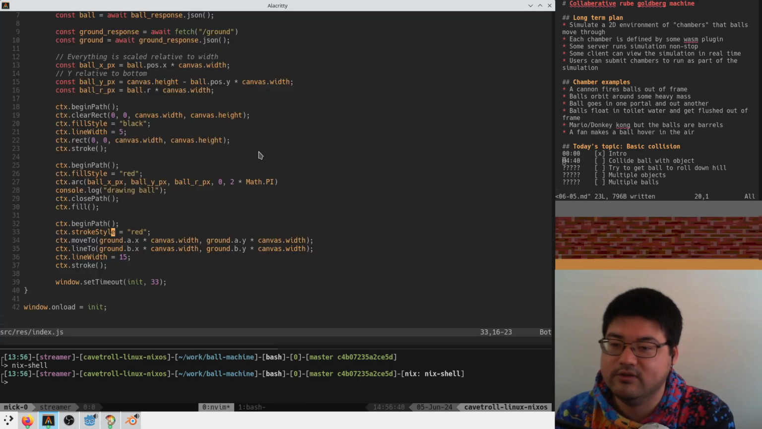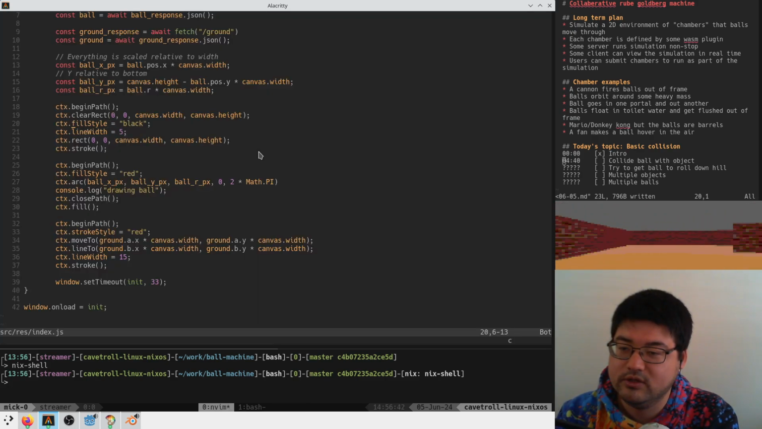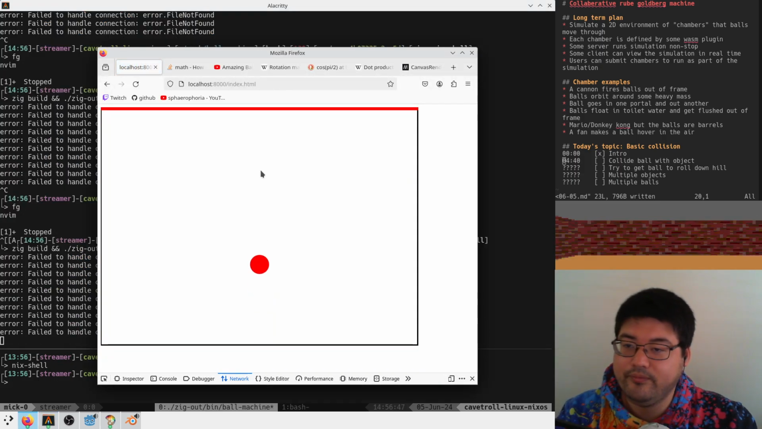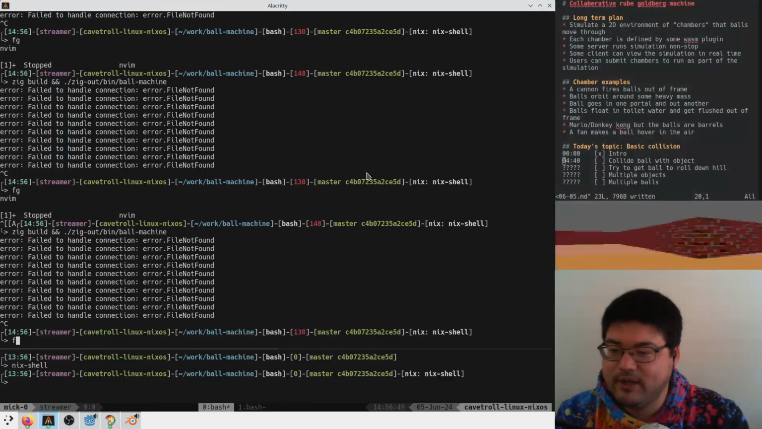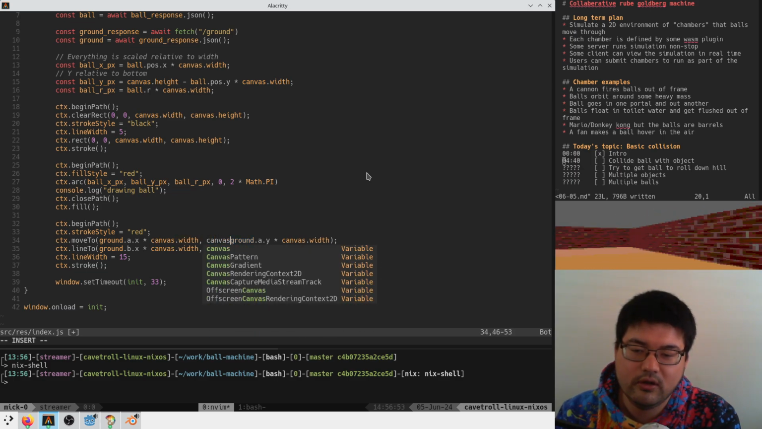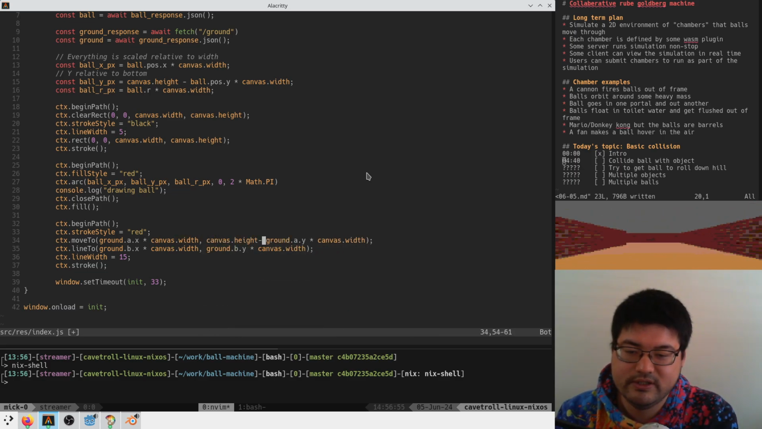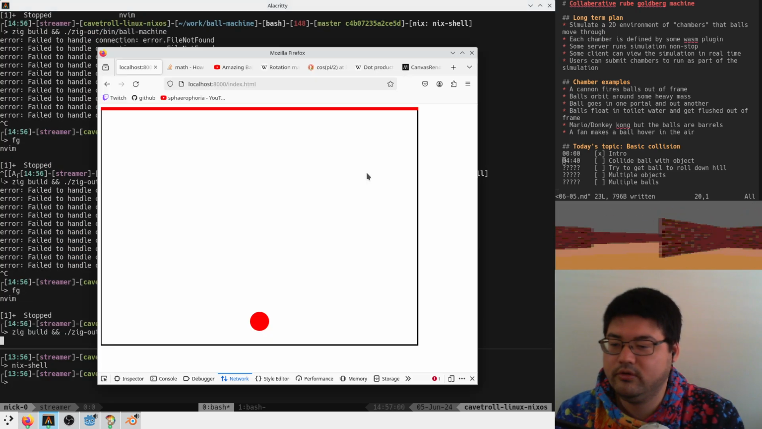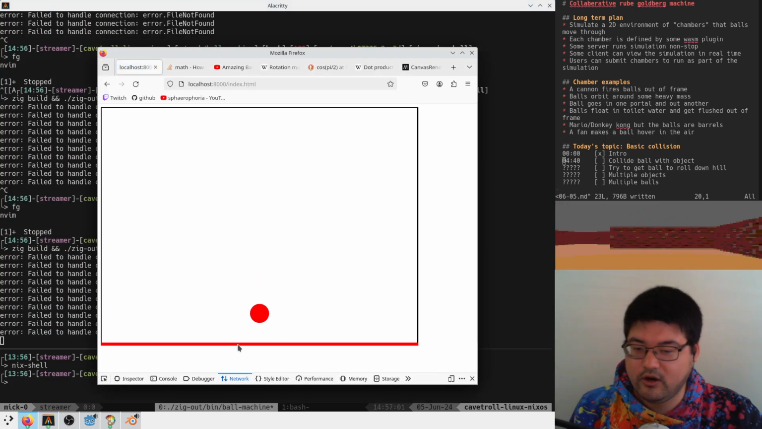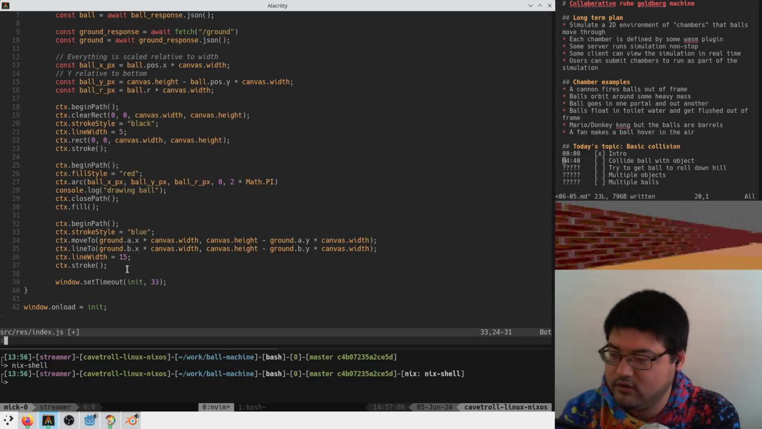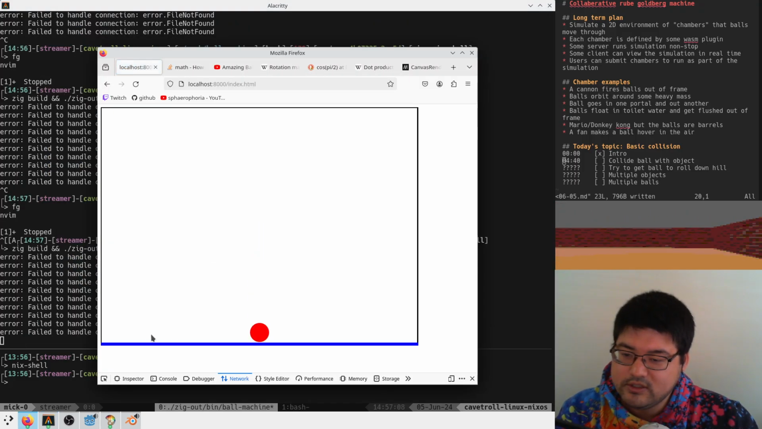There we go. Okay, so for the border, I want the stroke style to be black. That's better. And then for the ground, we do canvas height minus this. There we go. We got a thing on the ground. Let's make the ground blue or something just for something else cool.